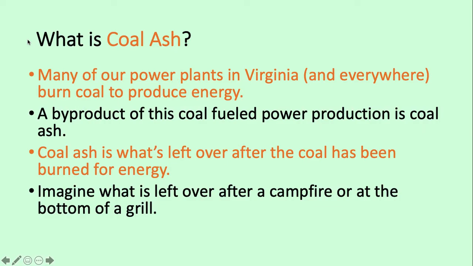What is coal ash? Many of our power plants in Virginia and everywhere burn coal to produce energy. A byproduct of this coal-fueled power production is coal ash. Coal ash is what's left over after the coal has been burned for energy. Imagine what is left over after a campfire or at the bottom of a grill.